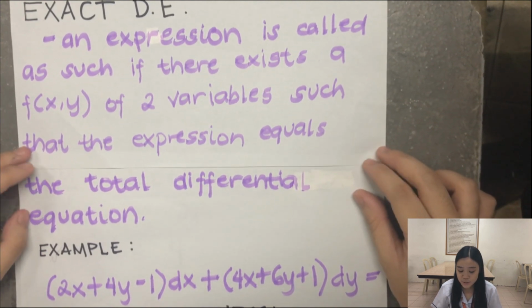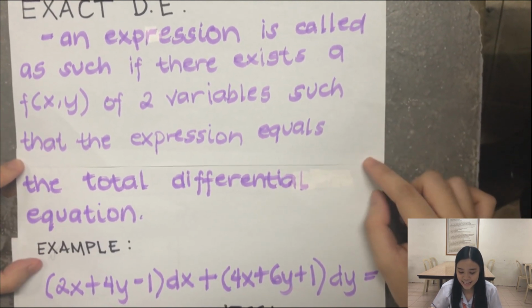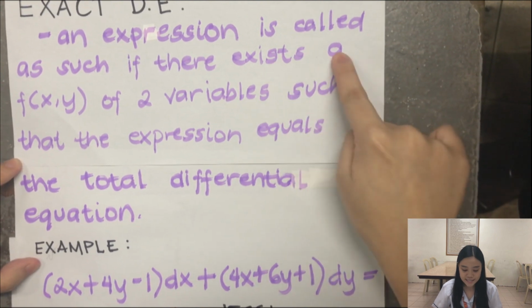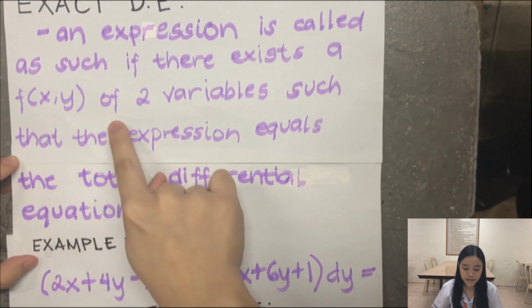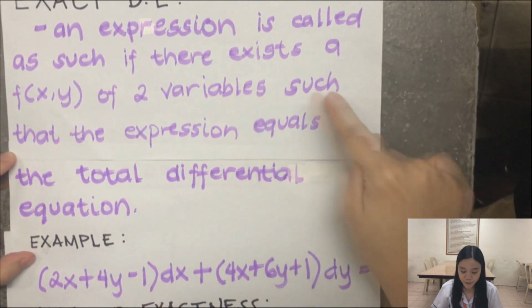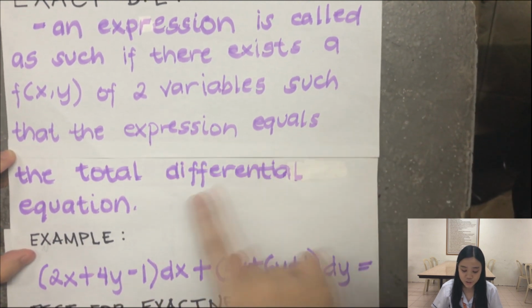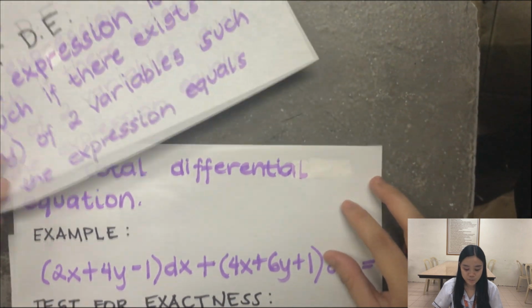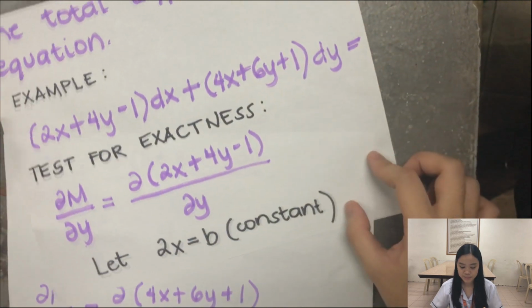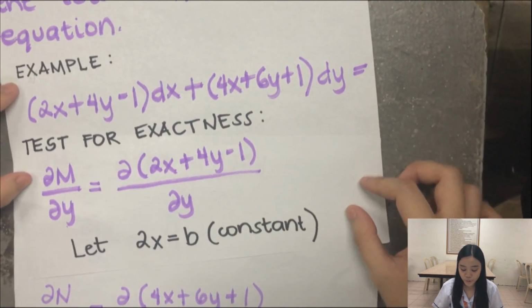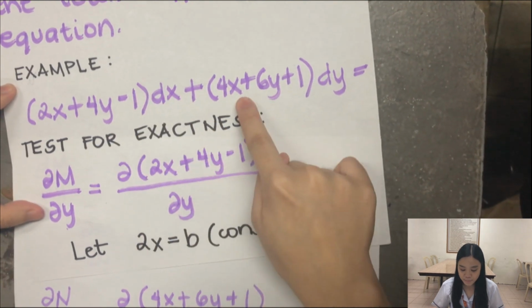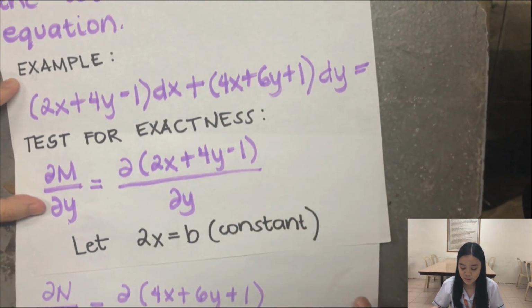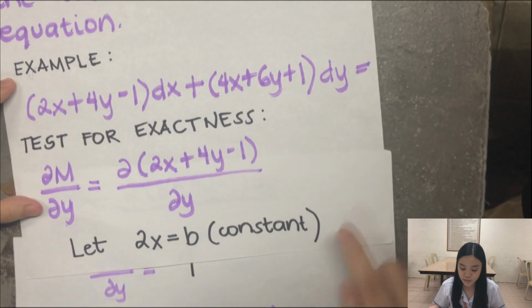An expression is called an exact differential equation if there exists a function f(x,y) of two real variables such that the expression equals the total differential. Now let us solve the given differential equation. Quantity 2x plus 4y minus 1 dx plus quantity 4x plus 6y plus 1 dy equals 0.